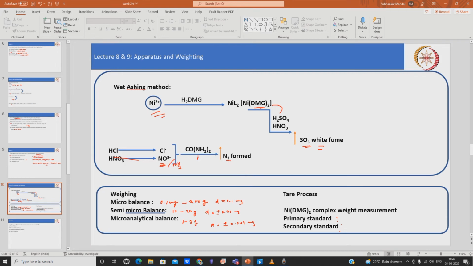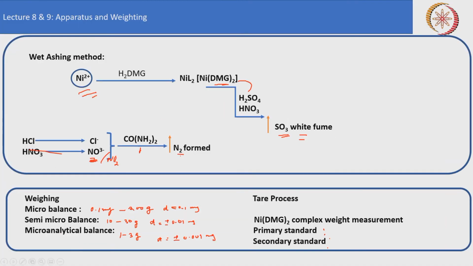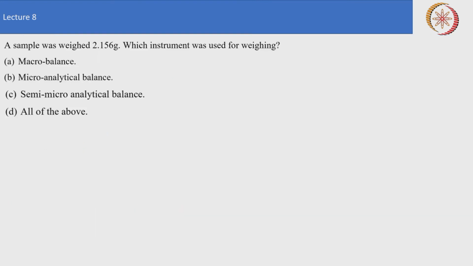For measuring a 0.42 gram sample, which type of balance should we use? Some people have written micro analytical balance. If you see here, the microanalytical balance range is 1 to 3 gram, and we want to measure a 0.42 gram sample. So the answer will be microbalance.